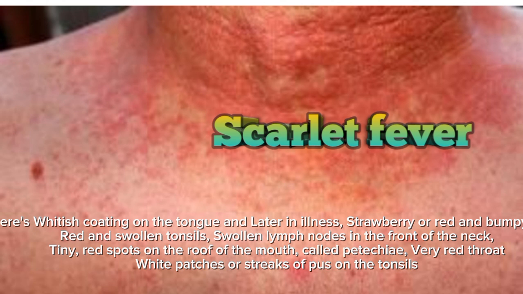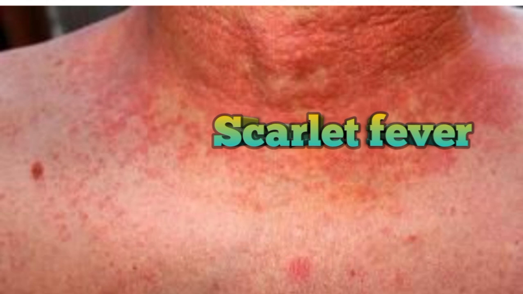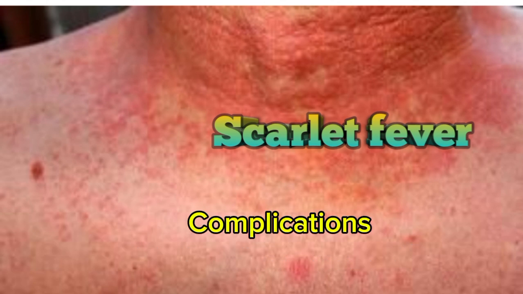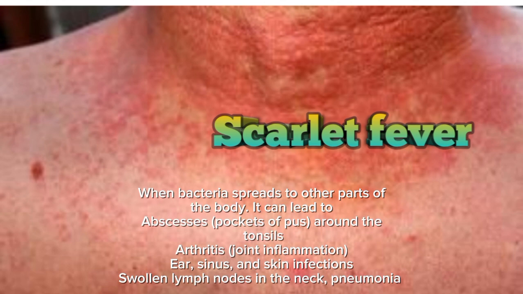There's also red and swollen tonsils, swollen lymph nodes in the front of the neck, tiny red spots on the roof of the mouth, called petechiae, very red throat, white patches or streaks of pus on the tonsils. Complications. When bacteria spread to other parts of the body, it can lead to abscesses, pockets of pus around the tonsils, arthritis, joint inflammation, sinus and skin infections, swollen lymph nodes in the neck, pneumonia.